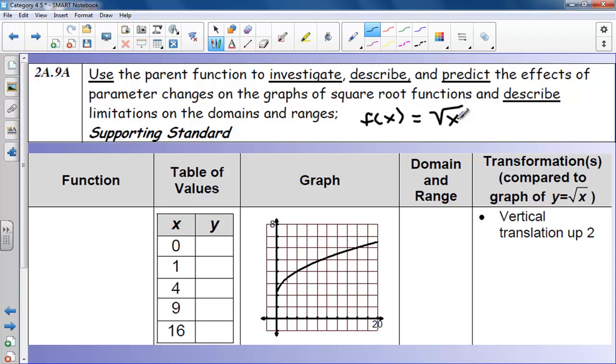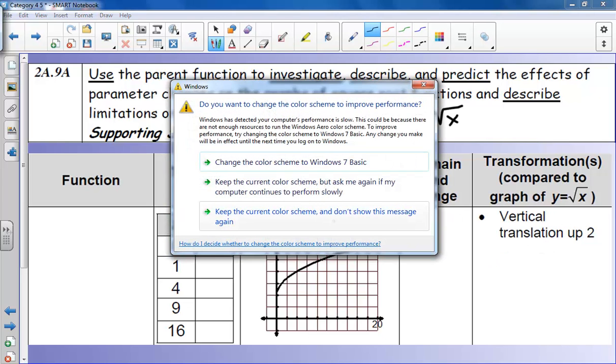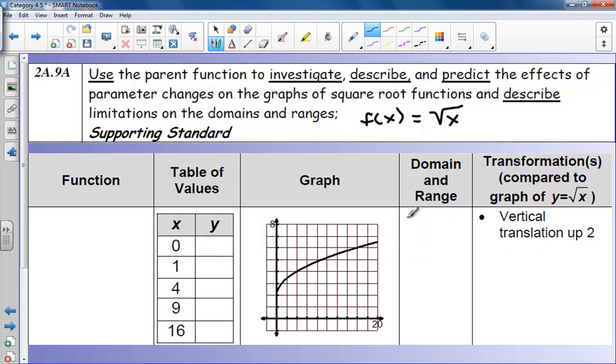So you have to be able to investigate, describe, and predict the effects of parameter changes on the graphs of the square root functions. Describe limitations on domains and ranges. So we're going to go through information here. So I have a graph. I have a verbal description right here. And the rest of it I'm going to fill in. So this is going to help me the most.